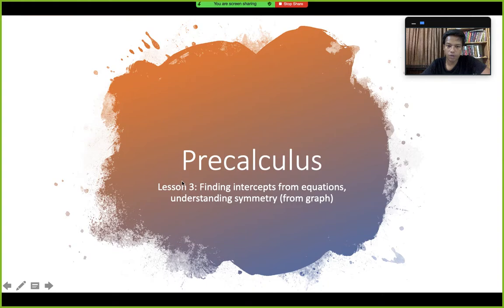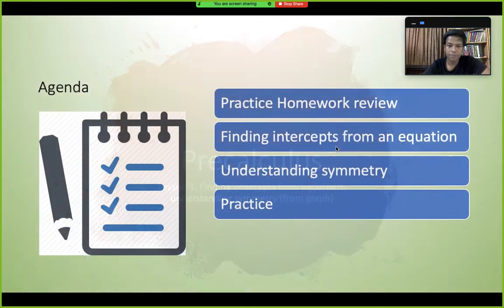This is for lesson 3, finding intercepts from equations and understanding symmetry from graphs. When the graph is given, we can find the intercepts, but in this lesson the equation is given, so how can we find the x and y intercepts? And for understanding symmetry, we have two parts, and another part comes in a later class. The first part is how we can find the symmetry from the graph. We will discuss it. Okay, first let's look at the agenda.